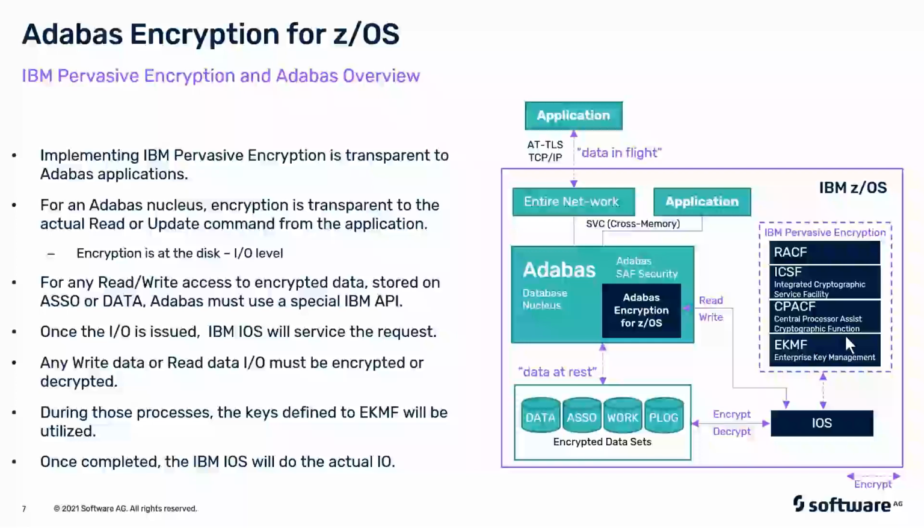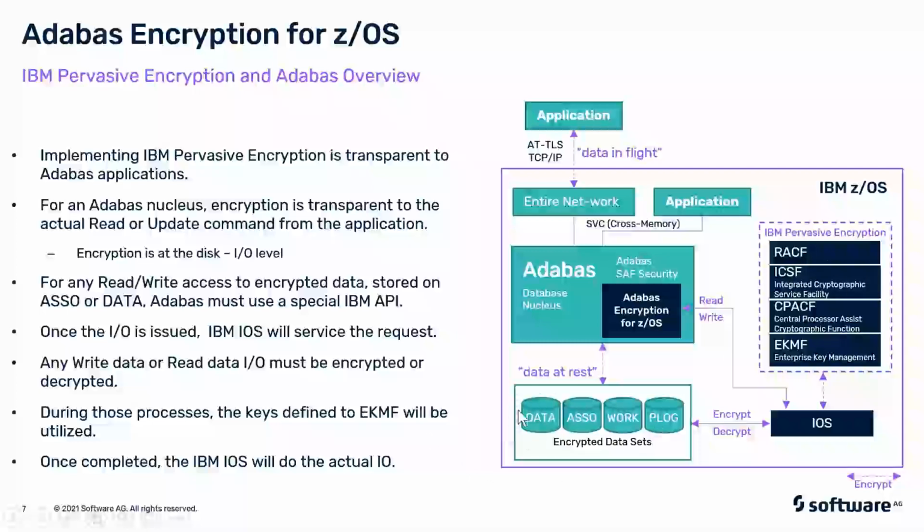This slide is just going to introduce you to the concepts of how Adabas encryption works in conjunction with IBM's pervasive encryption. If you look at the picture on the right-hand side, you'll see Adabas sitting in this big green box kind of in the middle left-hand side. That's Adabas as we know it. It's a started task running on the mainframe. If you get Adabas Encryption for z/OS, there's a new load module, load library that goes with it. There's a license key. And that is the piece that will communicate to IBM's pervasive encryption.